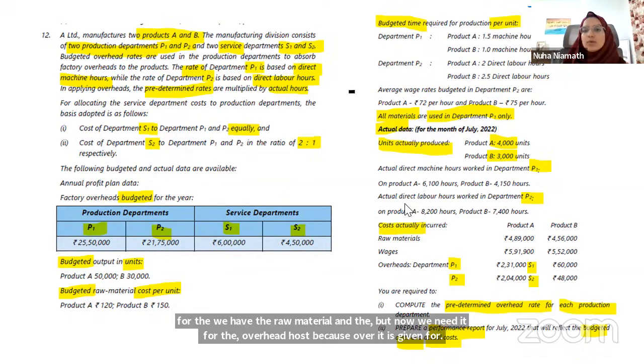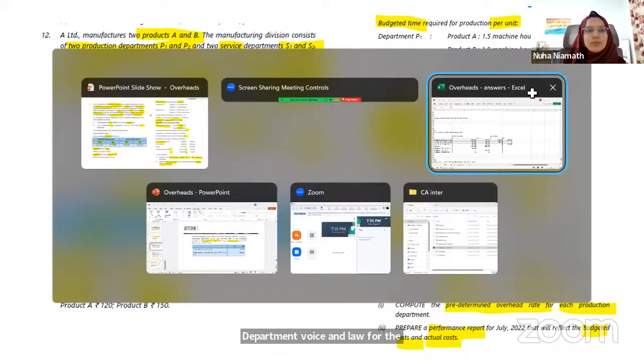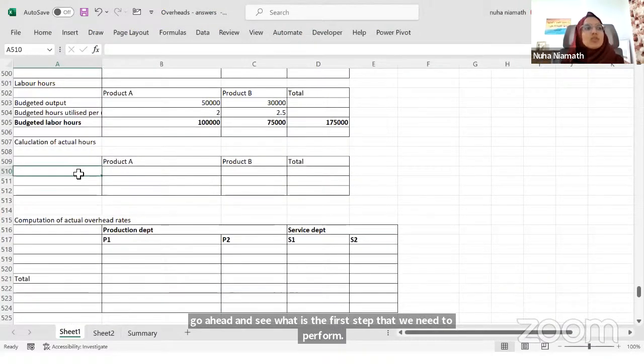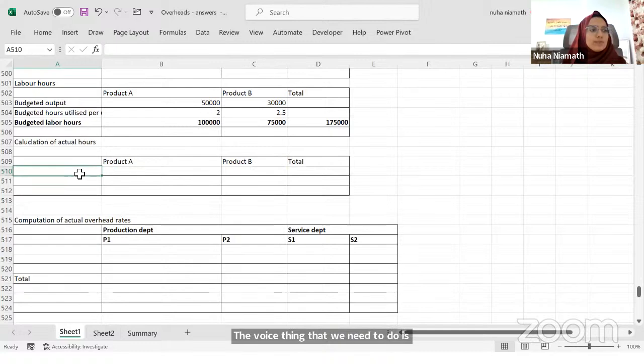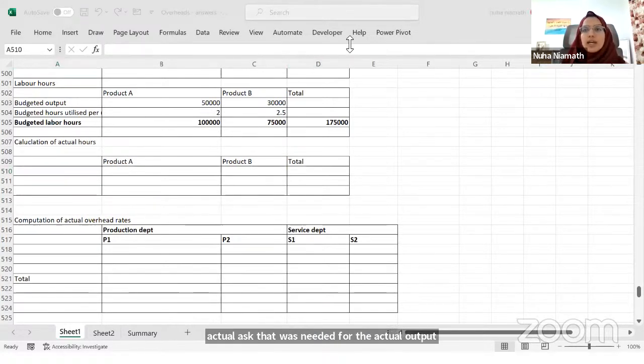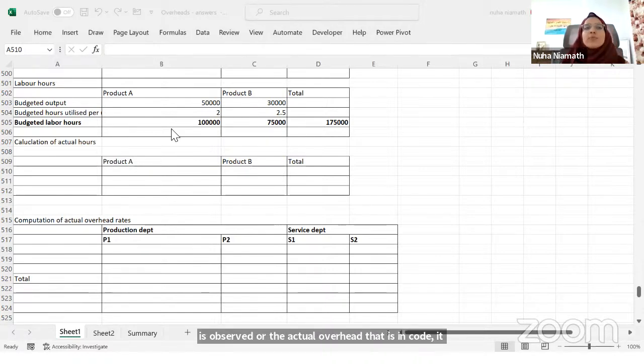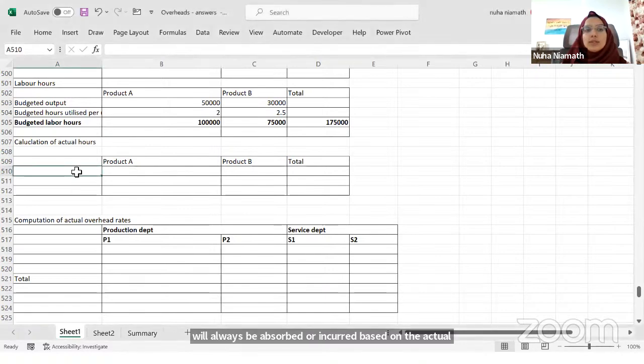So let's go ahead and see the first step that we need to perform. The first thing is to calculate the actual hours that were needed for the actual output. Why do we need the actual hours for the actual output? Because the actual overhead that is absorbed or incurred will always be based on the actual hours, right? Actual hours that were worked. So let's go into the details of the calculation of actual hours.